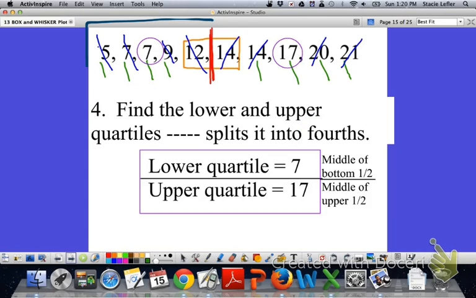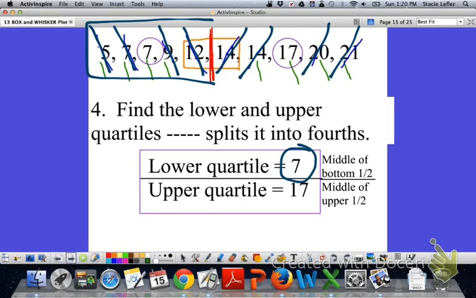So with our data split into halves, I'm going to cross off from both ends. I crossed off 2 on each end, leaving 7 right in the middle. So the lower quartile is 7. Do the same thing for the upper half, or upper 50%. I crossed off 2 on each end, found 17 right in the middle for the upper quartile.